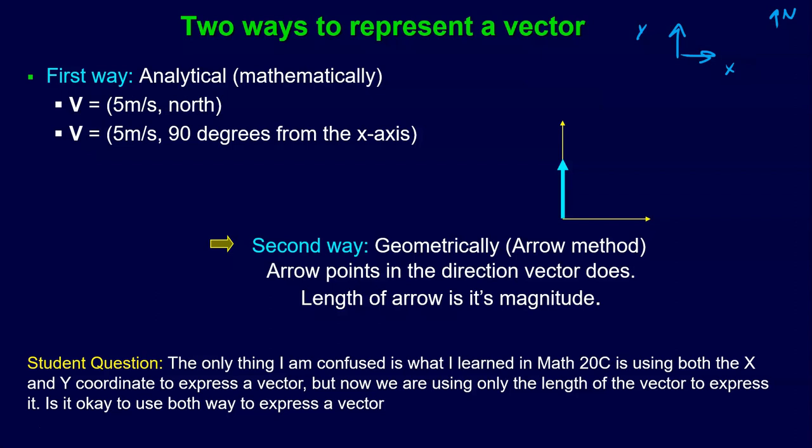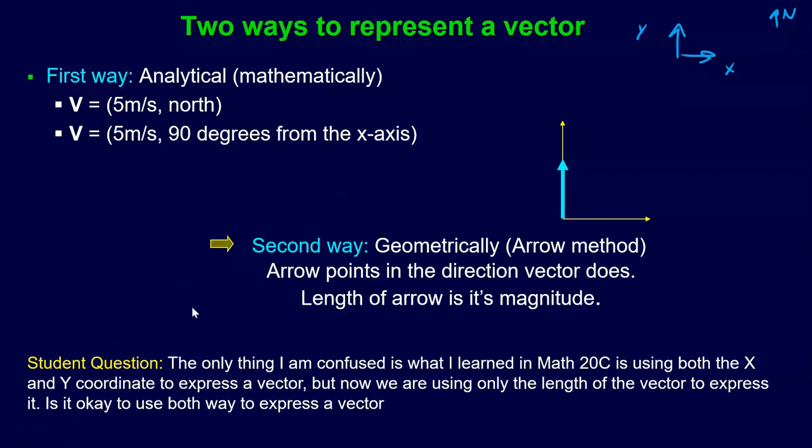The second way is geometrically, and that's the arrow method. The arrow points in the direction that the vector does, and the length of the arrow is its magnitude. It's possible for us to do a lot of the stuff we're going to do geometrically, but it generally takes more time. And so usually the geometrical way will be drawing a picture to help us see the problem a little bit better.